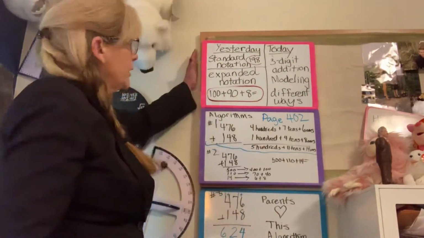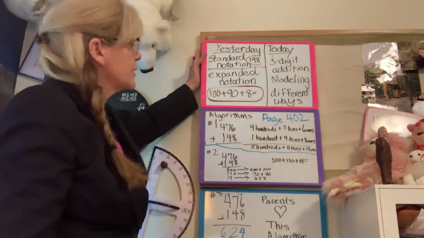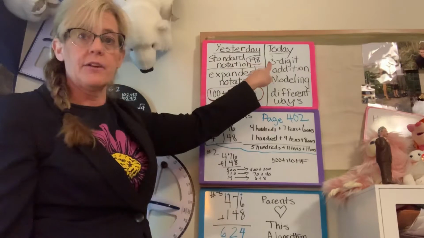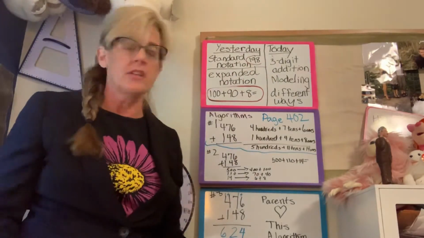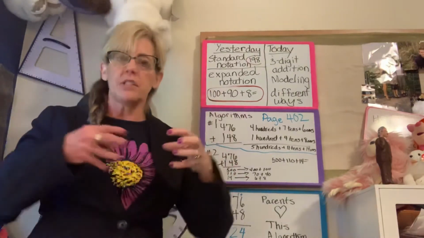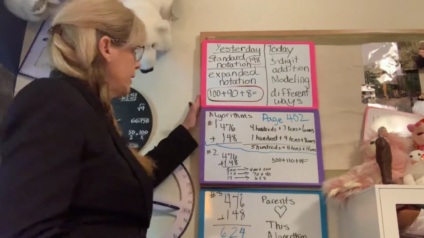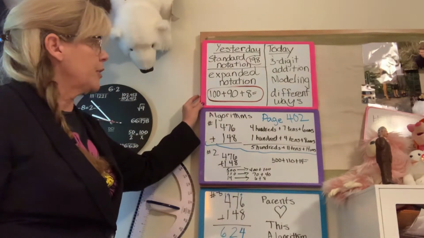So yesterday we learned about standard notation, and that's the normal way we write the numbers. If you take a look right here, that's how you write standard notation. Standard way to do things. Next, we learned about expanded notation. That's when you take the number and stretch it out and name what each value of the number is. Right here is expanded notation for the number 198.